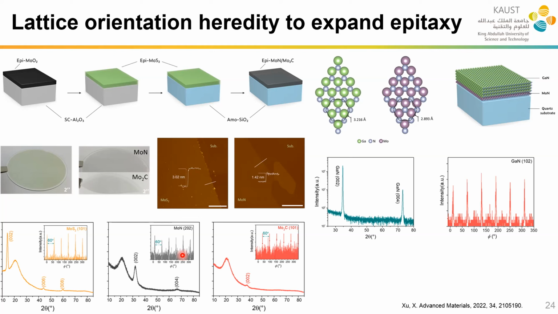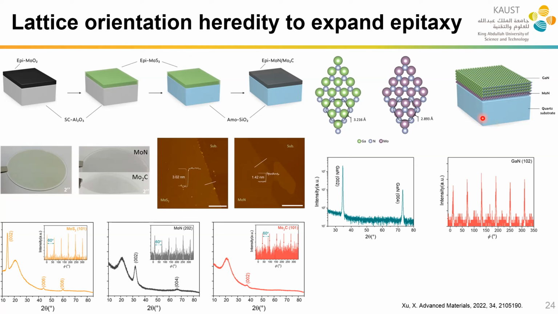Finally, we did a literature investigation and found that all the epitaxial growths are on single crystalline substrates. So, using the lattice orientation heredity phenomenon, we can really achieve a high quality mono-oriented thin film on a non-single crystalline substrate, such as glass, an amorphous substrate, or a polycrystalline substrate.